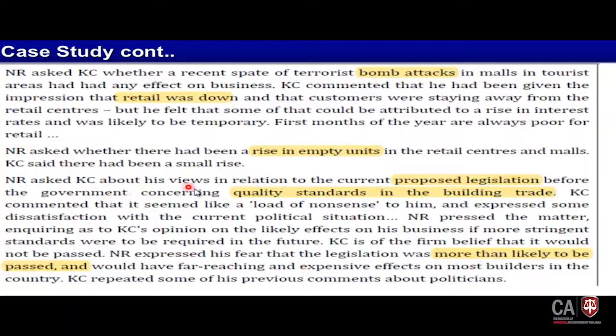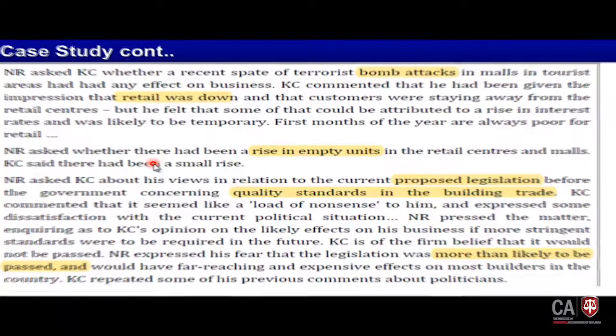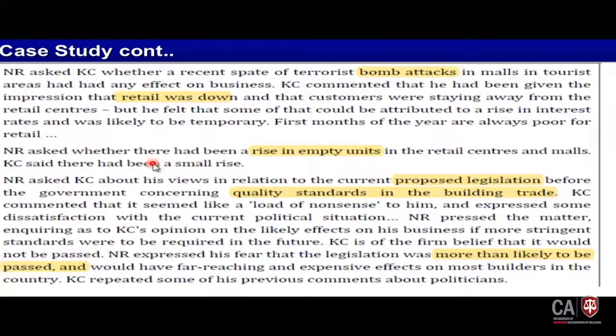Then the managing director says yes, there is a small problem. A managing director will not tell you they are going to go bankrupt, but the auditor will draw on these two points. The building market is saturated, interest rate is rising, retail is down, and there are few outlets which are open. Now the auditor may ask a question: can that create a going concern problem? Remember, in going concern we don't use the words material misstatement, but we say there can be a material uncertainty about the ability of the company to continue as a going concern.